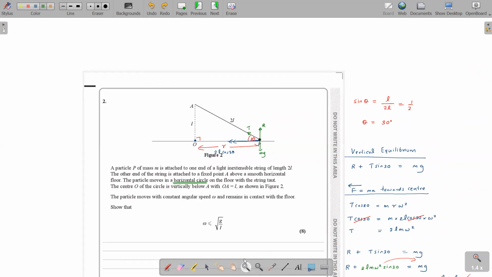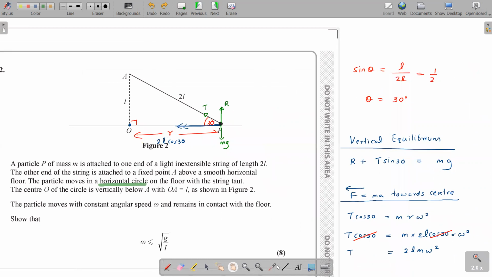So you can see the first thing I've done here is since they've given me two lengths of the right angle triangle here, right?